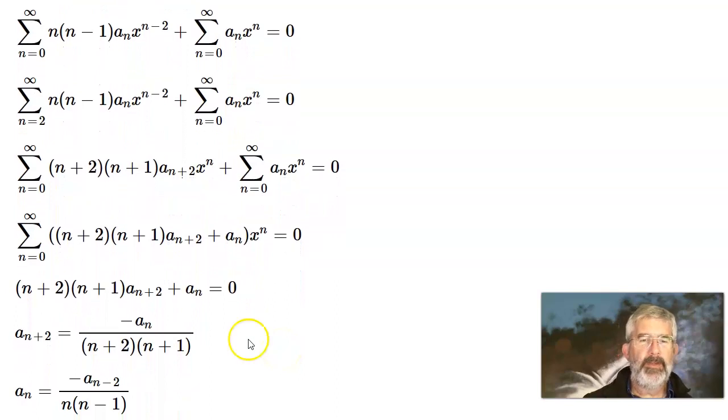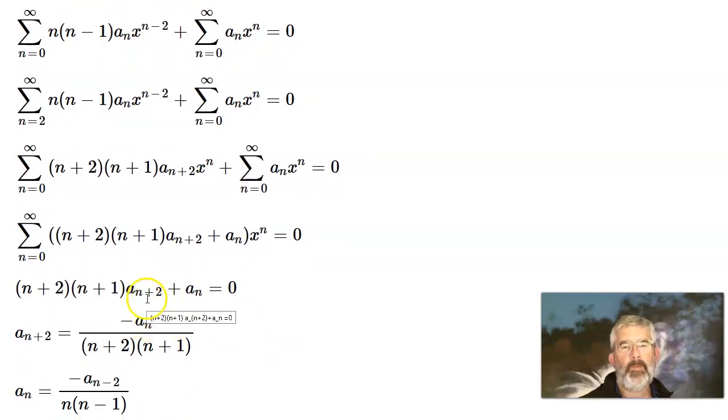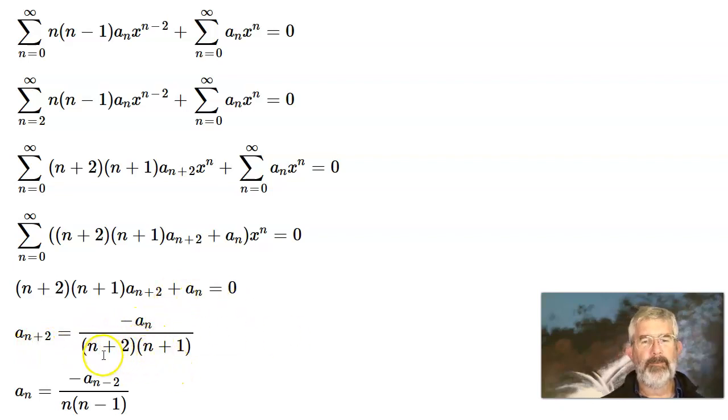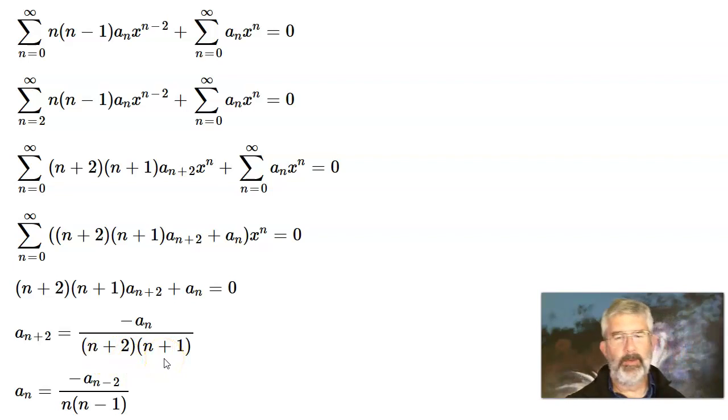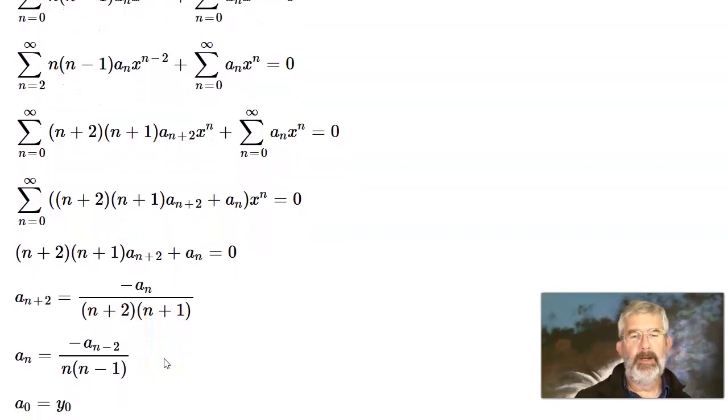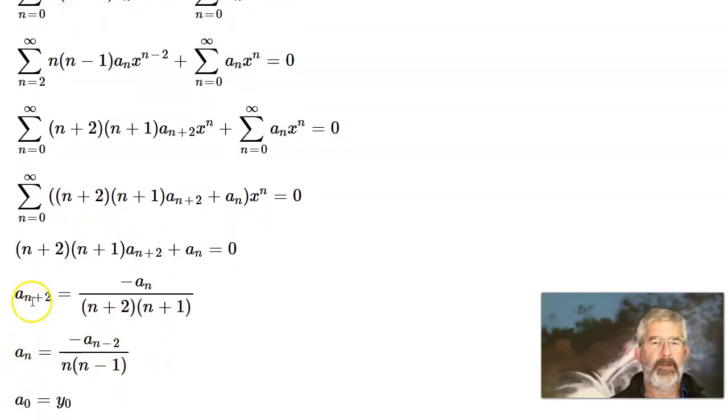What that gives us is a relationship between one of the coefficients and another one. In this case, a sub n plus 2 is equal to minus a sub n, divided by n plus 2 times n plus 1. I actually see this better rewriting it this way: rather than n plus 2 and n, I'm using n and n minus 2. So here I'm dropping everything down by 2. So the nth term is going to be related to the n minus second term.